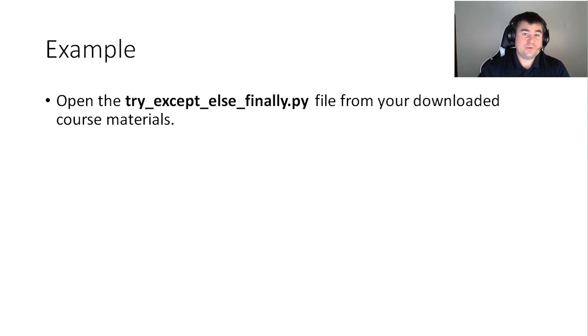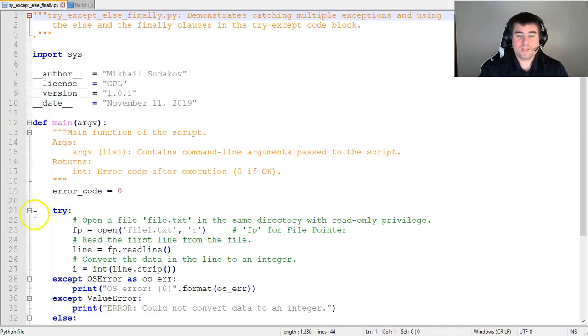So the best way to visualize this is by way of example. Now I will switch over to my lab machine and we will open the file try_except_else_finally.py, and that's quite a mouthful. I encourage you to open it and follow along, and you will find that file, of course, as always, in your downloaded course materials. Let's jump there now.